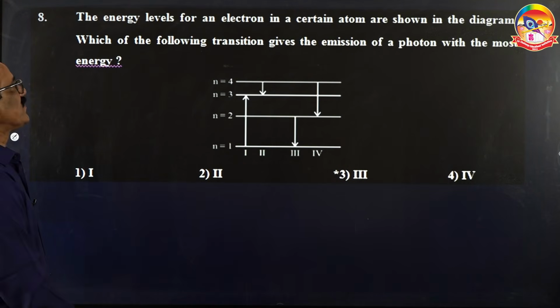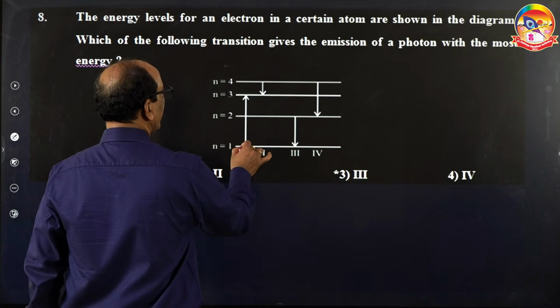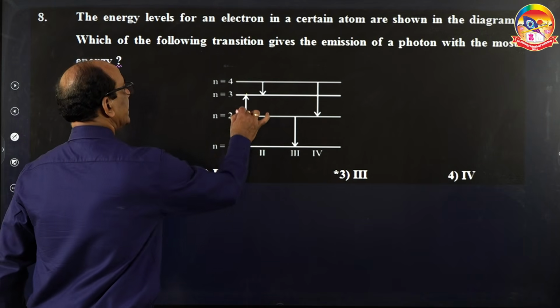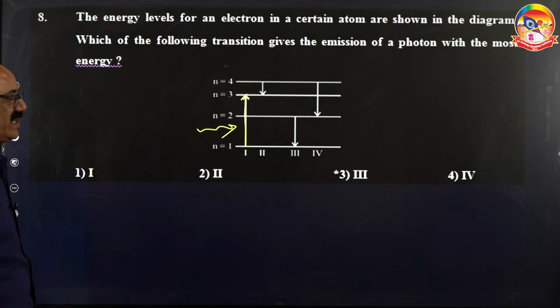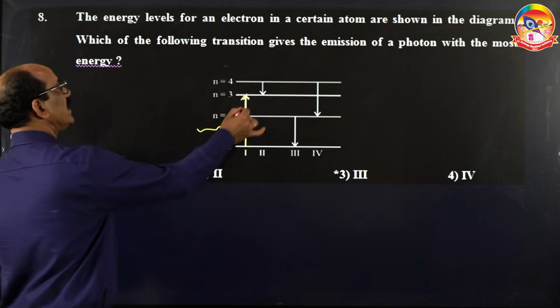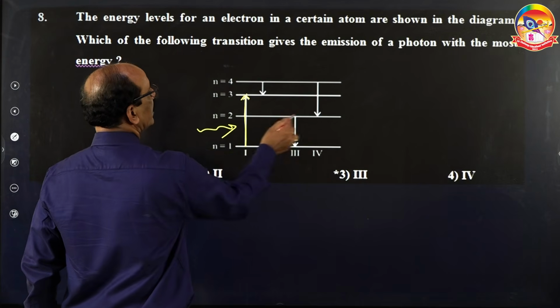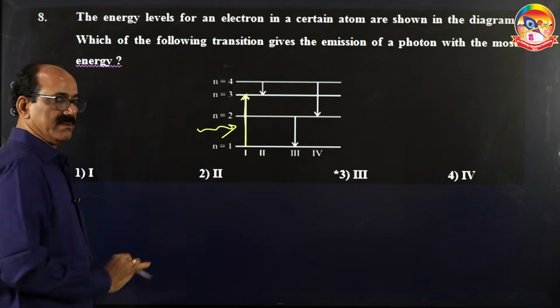The energy levels for an electron in a certain atom are shown in the diagram. Which of the following transitions gives emission of a photon with the most energy? So here there is no emission of a photon when you talk about 1, 2, 3, because it is getting excited. When it is getting excited, there is an absorption of energy. There is no emission of energy. And here in this case, de-excitation from 4 to 3, 4 to 2 and 2 to 1 are possible.